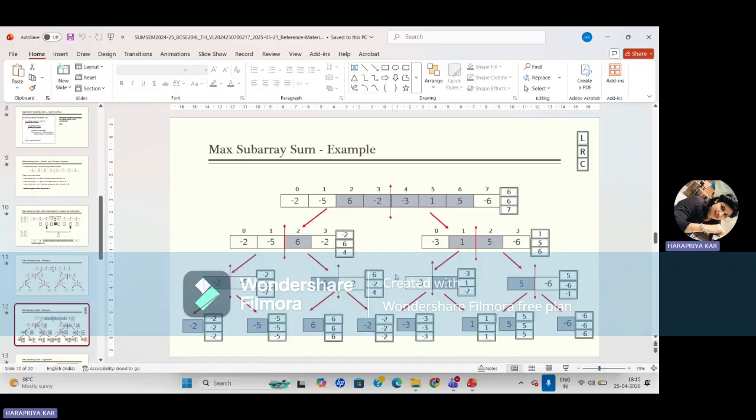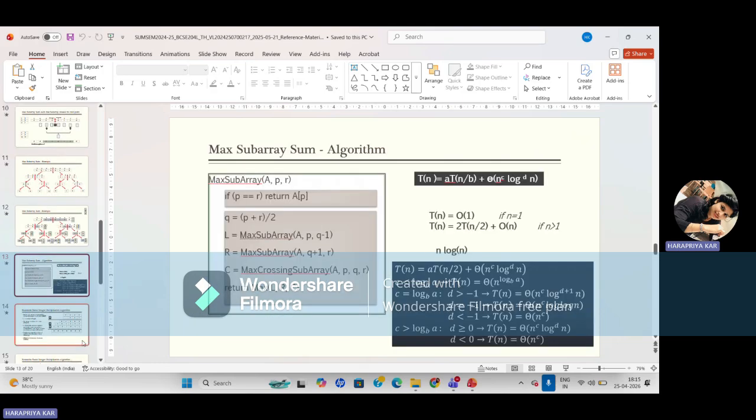Okay. Once it has ended, then what do you have to check? You have to go with the maximum subarray sum algorithm. So how will this algorithm work? Maximum subarray A, P, R: if P equals R, return A[P]. Q equals (P plus R) by 2. L is maximum subarray A, P, Q minus 1. I will tell you how this A, P, Q minus 1 is working. Then R is maximum subarray A, Q plus 1, R. C is max crossing subarray A, P, Q, R. Then return max of L, R, C.